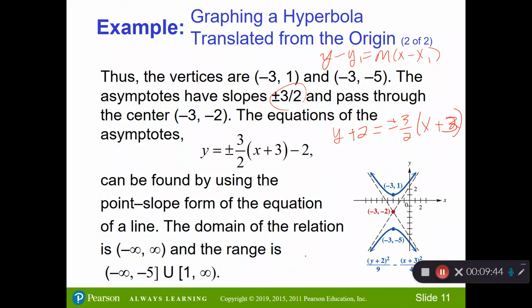Lastly is the value of c. So we had a 9 and a 4, so 9 plus 4 is 13, so it's the square root of 13. So the square root of 13 is in between 3 and 4, because it's in between 9 and 16. So I'm going to go up a little bit more than 3 this way from the vertex and down a little more than 3 this way from the vertex. And that's where the foci would be.